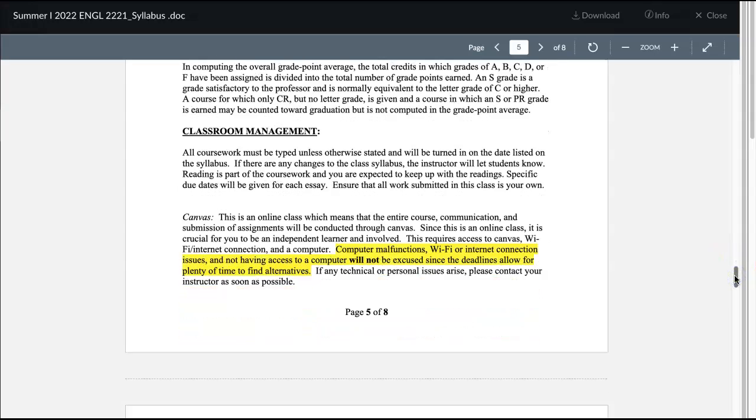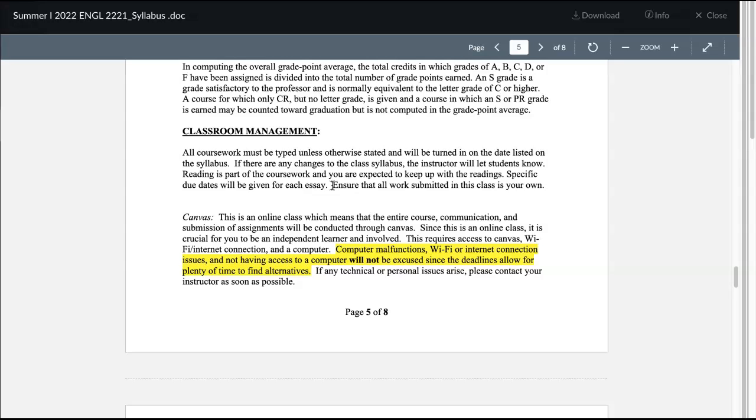So when it comes to classroom management, first of all, you want to make sure that all of your work is your own. Please do not plagiarize. I do use Turnitin, and that lets me know what percentage of your work is plagiarized, if at all. So you want to make sure that you are careful with that.